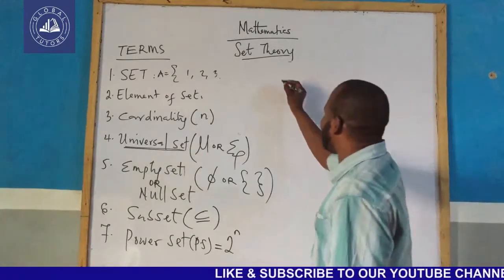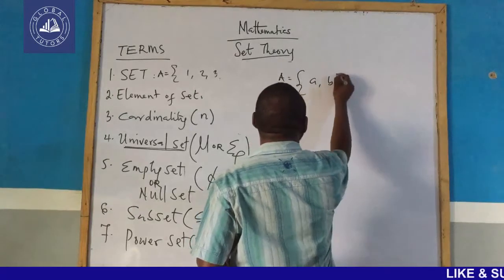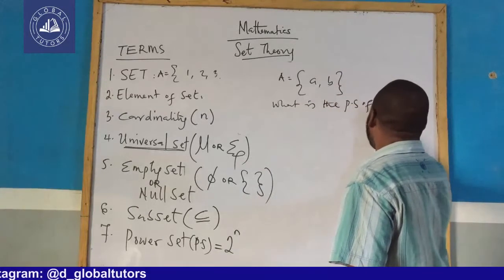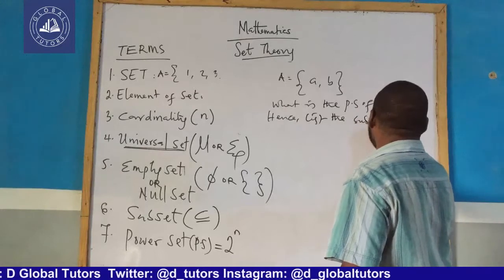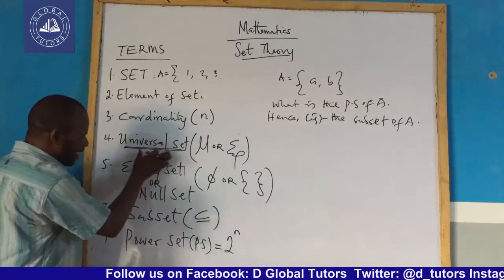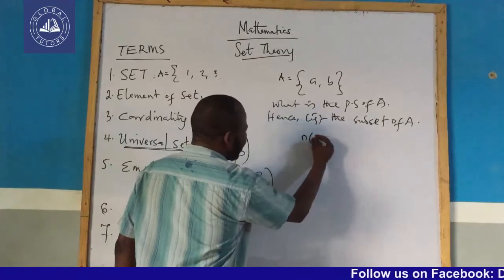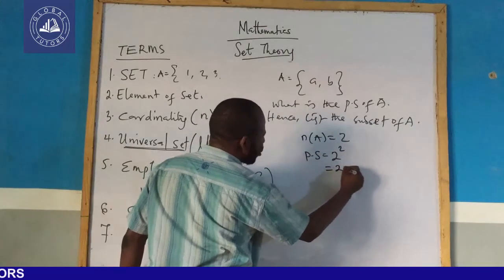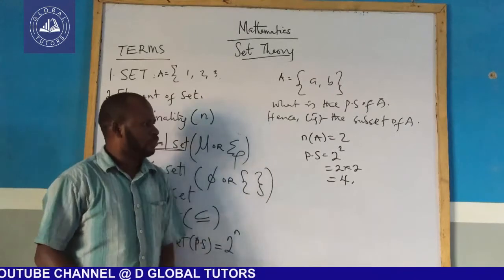Let me use this example to illustrate what I'm saying. We have set A and it contains elements a and b. My question now is, what is the power set of A? And list the subsets of A. Now, we just said power set is the number of subsets contained in a set, and it is given as 2 raised to the power n. Now, what is the cardinality of A? It is 2. How many elements? 2. So, power set will be 2 raised to the power 2, which implies 2 times 2. That gives us 4. So simple. The power set of this set A equals 4.